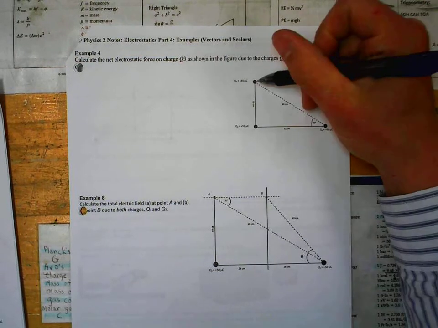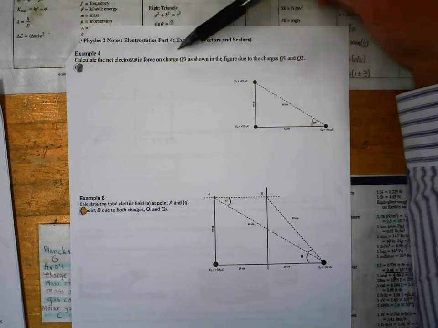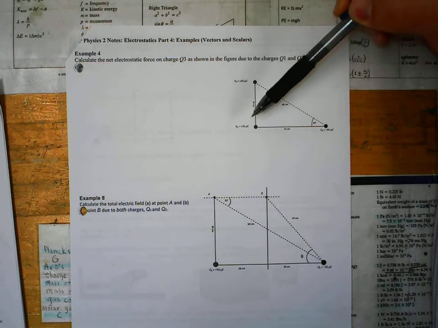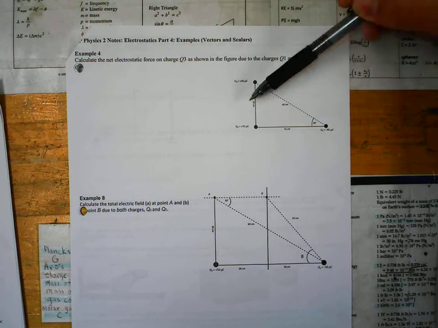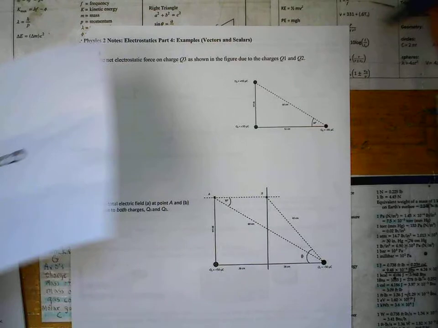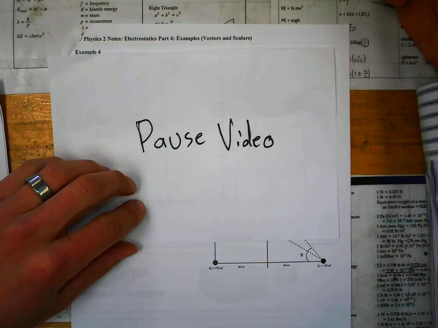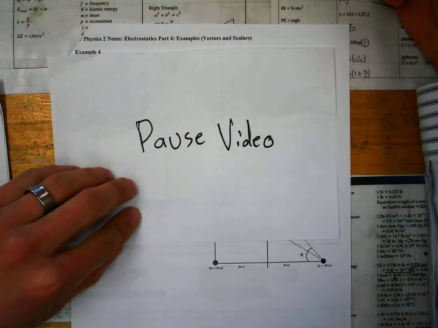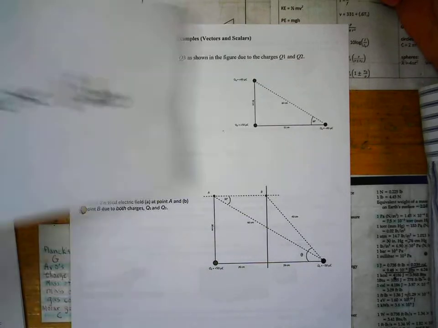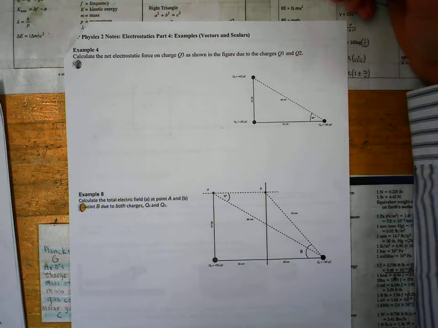All right, so first question here. Calculate the net electrostatic force on charge Q3 in the figure due to Q1 and Q2. Okay, so first thing I want you to do is draw an FBD on Q3. Okay, draw it. Okay, so hopefully you've drawn your FBD, okay?